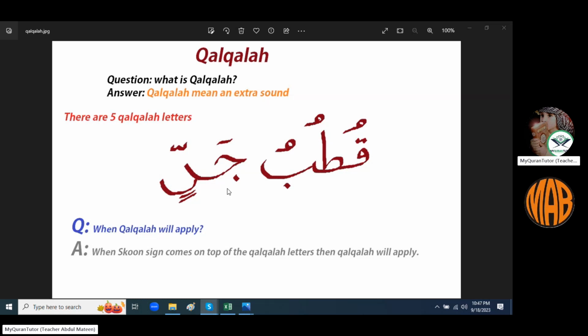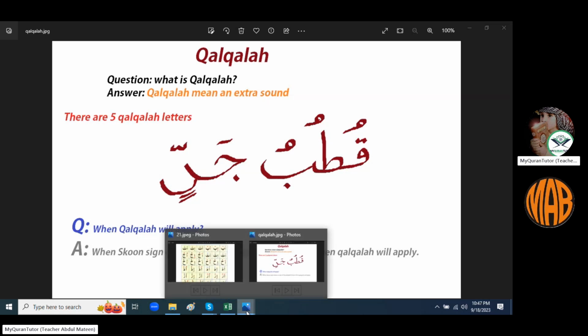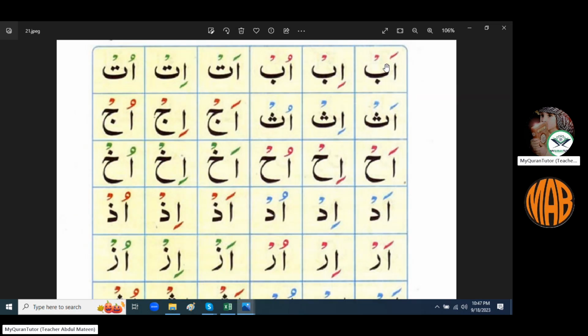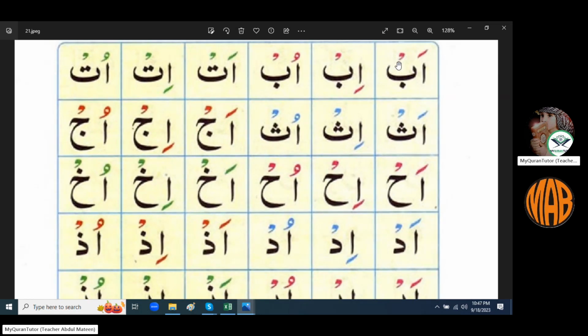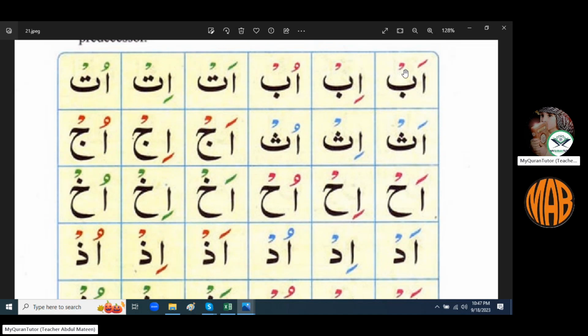It is easy to memorize. So basically, when does qalqala apply on these letters? When there is a sukoon sign on top of a qalqala letter. So what is the sukoon sign? Sukoon sign looks like this. We can call it connecting sign in English and jazm sign in Arabic.